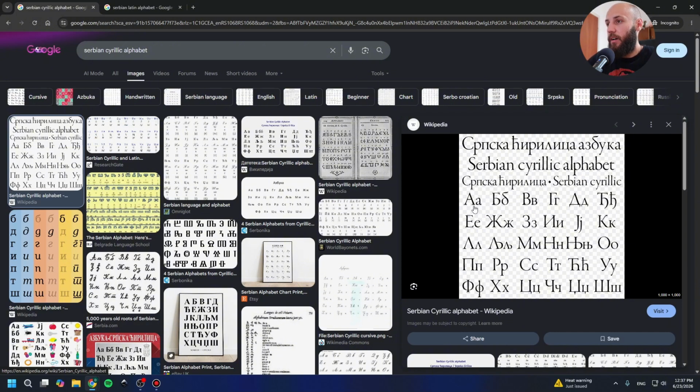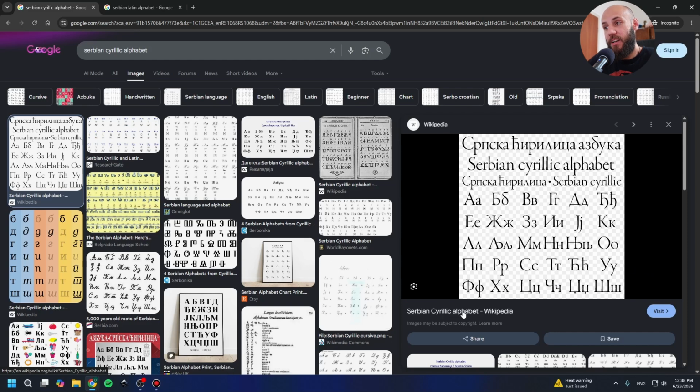A, B, V, G, D, J, E, Ž, Z, I, J, K, L, L, M, N, Nj, O, P, R, S, T, Ć, U, P, E, C, Š, Dž, Š.